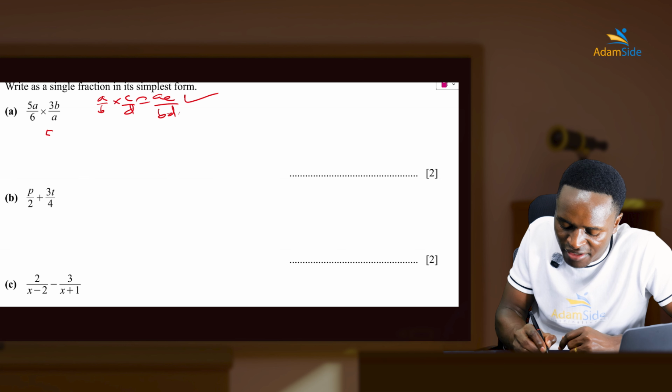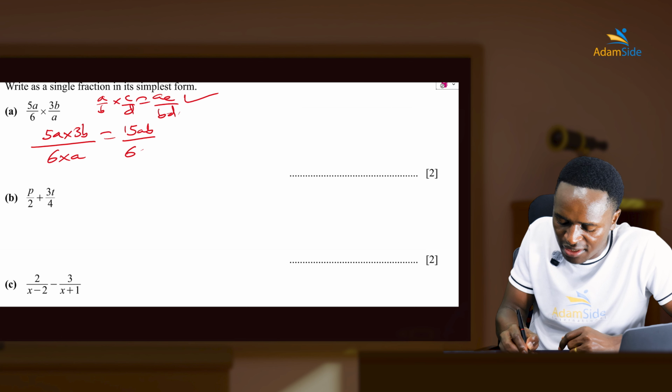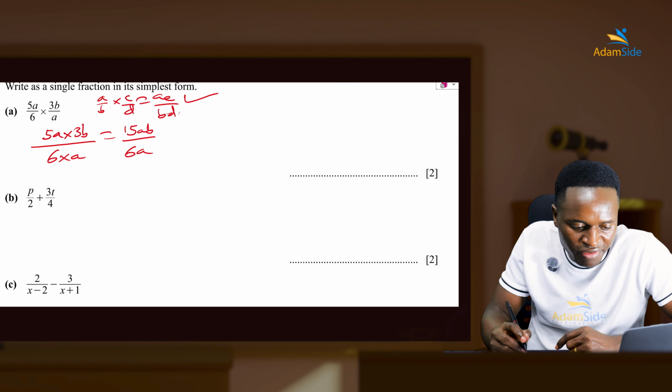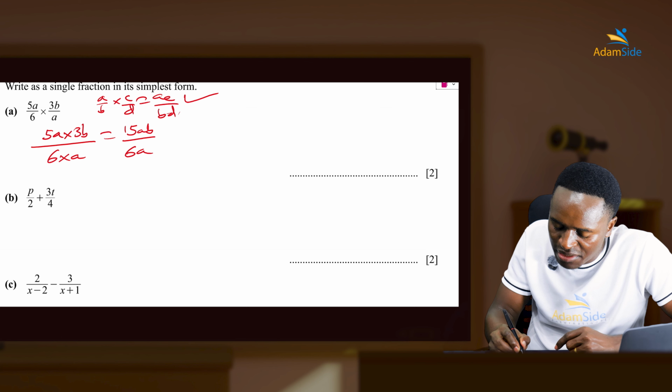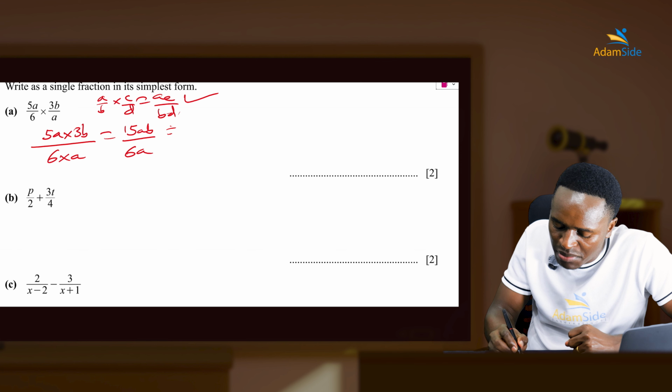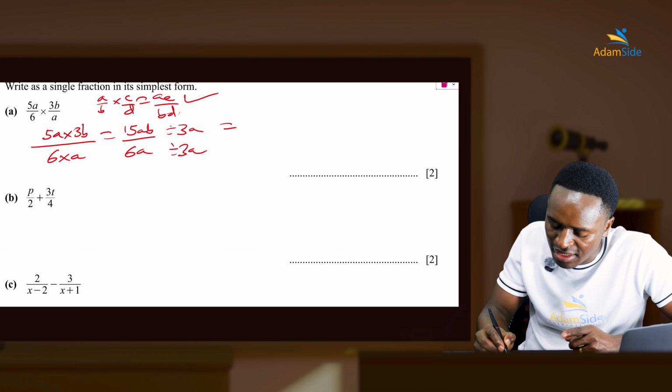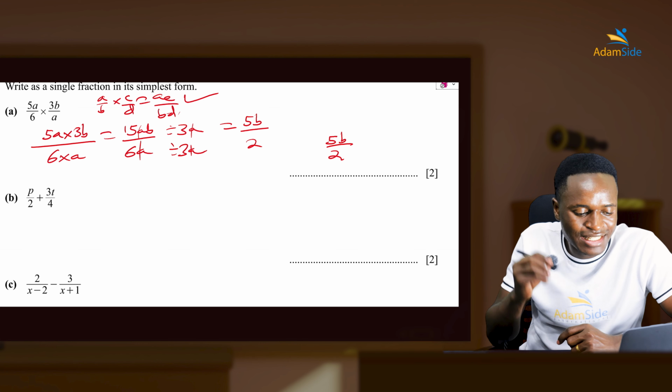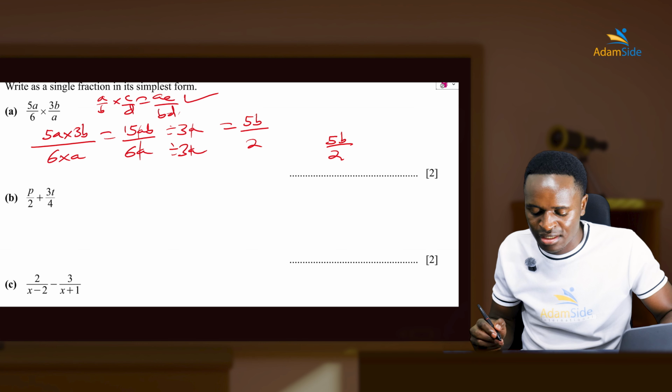In that case, you just say 5a times 3b over 6 times a. So you get 15ab over 6a. Then you can simplify by dividing by a common factor, which is 3a. And what do you get? The a over a cancels, and we get 5b over 2. So our answer here is 5b over 2. They say leave your answer as a fraction, and that's what you need to do.